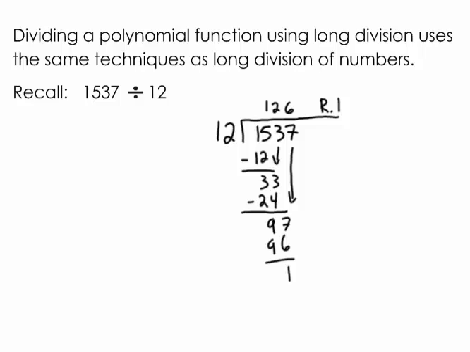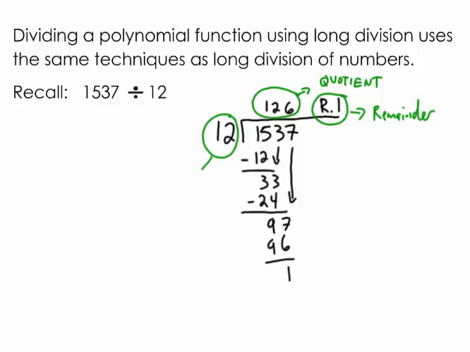Now, this is important because each of these pieces has a name. Our solution is our quotient. When we do the division, what we get is the quotient. What's left over is our remainder. What we are dividing by is called the divisor. And what gets divided is the dividend.